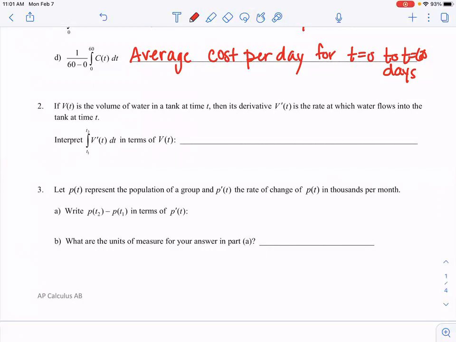Okay, so this time we're talking about V of t is the volume of water, and its derivative is the rate at which water flows into the tank. So we're taking the integral from t1 to t2 of this derivative. Okay, well, if we talk about V of t using this integral right here, the first fundamental theorem of calculus says this is antiderivative at b minus antiderivative at a.